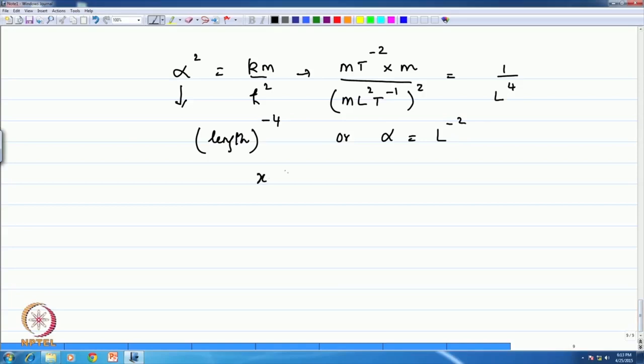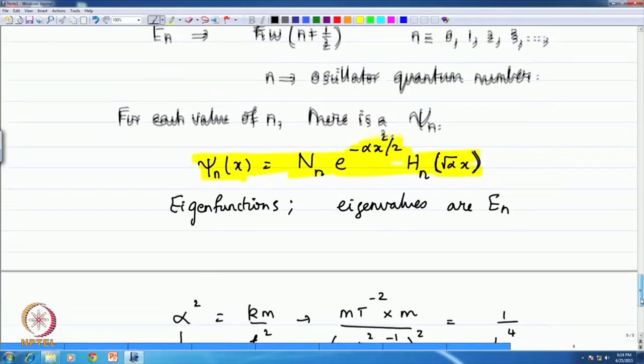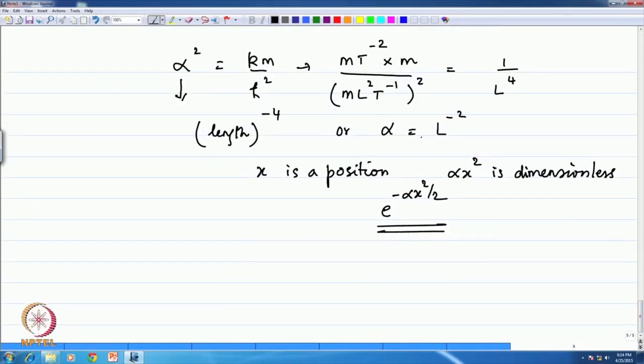That should make sense because x is a position, and therefore it is also the length, a distance from the equilibrium. Therefore, you see that alpha x squared is dimensionless. Otherwise, e to the minus alpha x squared by 2 doesn't make sense. So the constants have been chosen to get some of these physical parameters clear, and the Hermite polynomial, which is a function of position, is multiplied by square root of alpha, and you can see that square root of alpha is length inverse. Therefore, square root of alpha x is also dimensionless.